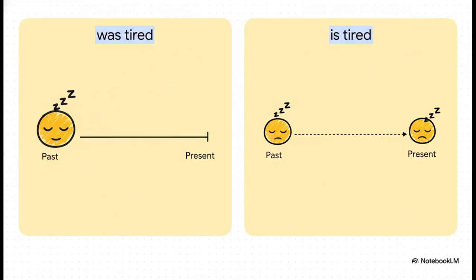Now this one is really cool because it shows how much power you have as a speaker. You can actually change the meaning just by choosing your tense. If you say, she said she was tired, you're just reporting what happened. She was tired at that moment, end of story. But if you say, she said she is tired, now you're giving us new information. You're telling us that she was tired then, and guess what? She's still tired right now. Your choice not to backshift sends a clear signal.